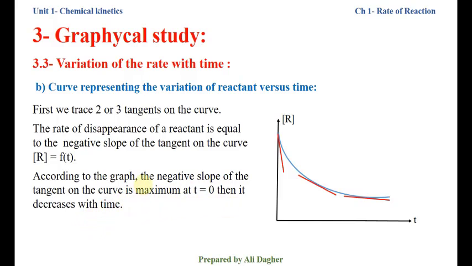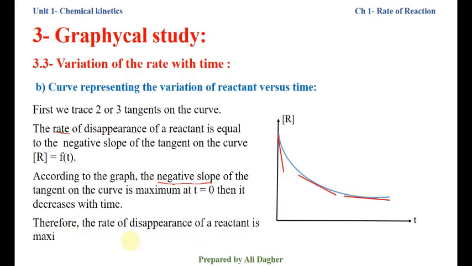Therefore, since the rate equals the negative slope of the tangent, the rate of disappearance of a reactant is maximum at t equals 0, then it decreases with time till it becomes 0 at the end of the reaction. This is the end of part 3, graphical.